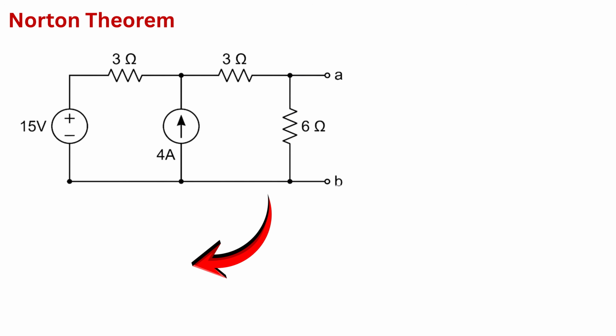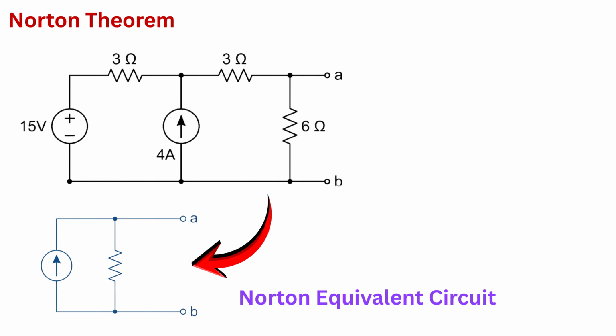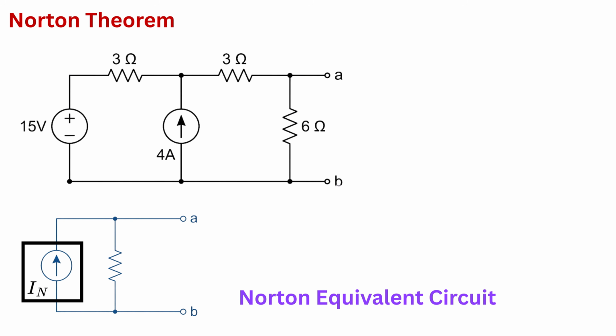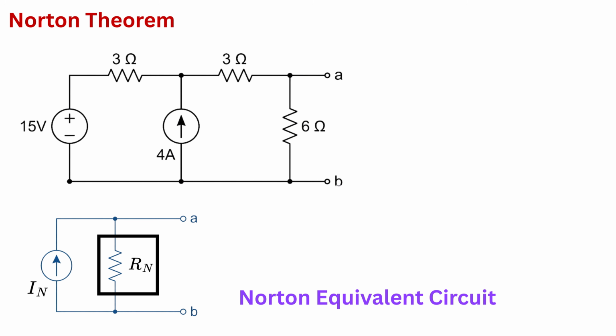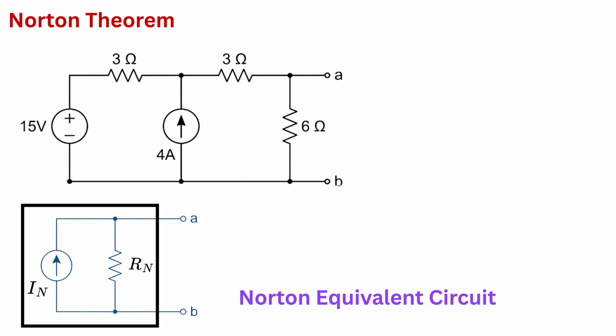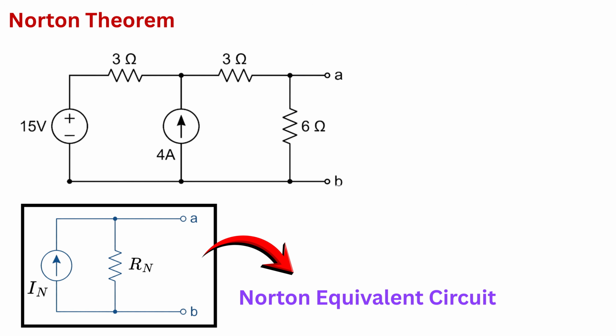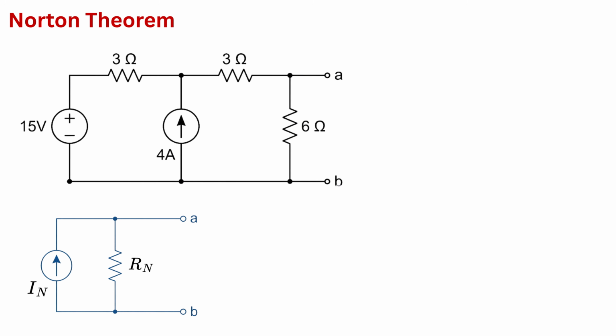Our goal is to convert this entire circuit into a simple Norton equivalent, which means we want just two things: a current source called IN and a resistance called RN connected in parallel between A and B. This is called the Norton Equivalent Circuit, where any complex electrical circuit is replaced by a single current source IN and a single resistance RN. In order to do that, we start with step 1, which is finding RN.